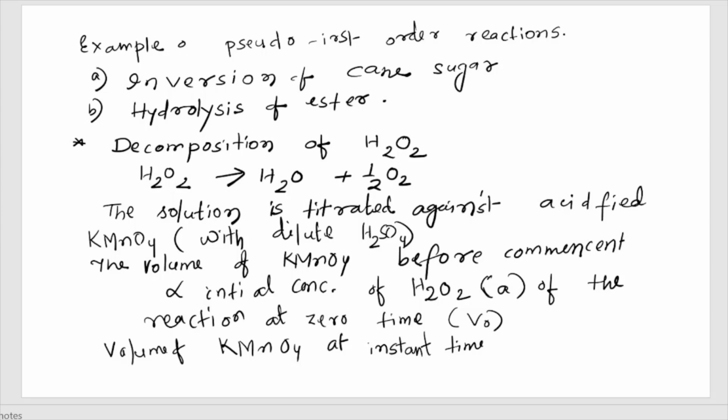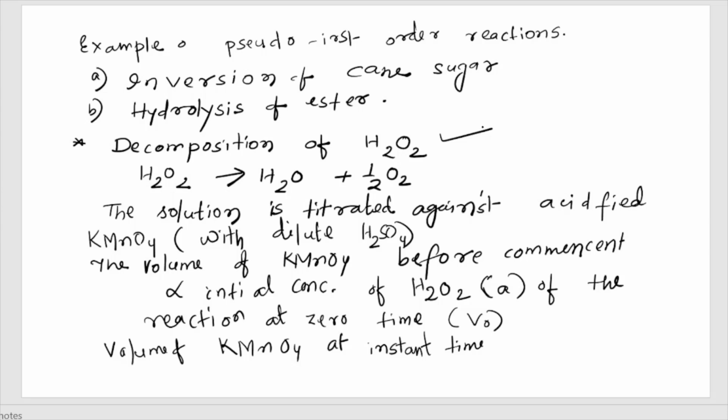In hydrolysis of ester, it is a solution, and here the word volume is used, because according to titration with KMnO4, we will calculate the volume of the ester used. One simple example is the decomposition of hydrogen peroxide. It is not a pseudo first order reaction, but simply the volume is calculated by titration against acidified KMnO4. The solution is titrated against acidified KMnO4 with dilute sulfuric acid. That means you will use acidified KMnO4.